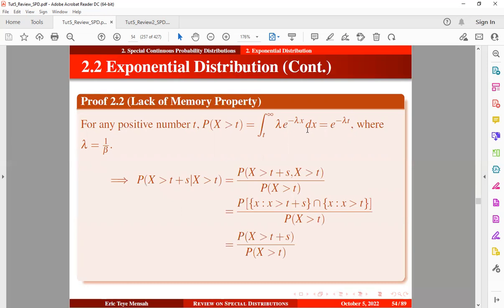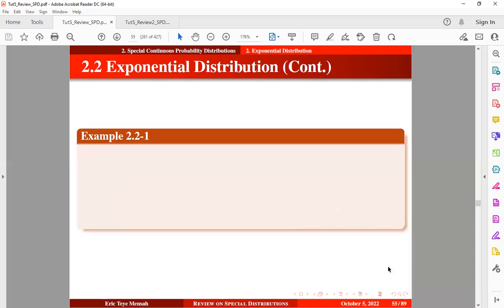So based on this definition that we have here, we can express the numerator in this form, and the denominator can also be expressed in this form. So once you work this out, you obtain this result, which is similar to this, which ends the proof. All right, so now let's take an example.